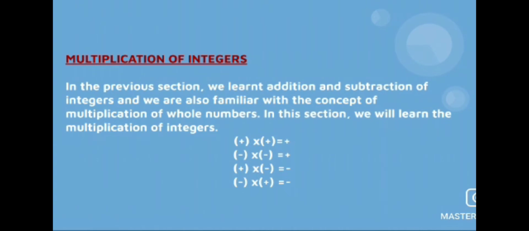So plus into plus is equal to plus, minus into minus is equal to plus, because we have the same sign. Plus into minus is equal to minus, and minus into plus is equal to minus. Same sign means you have to put a positive sign before the product. Alternative sign means we have to put a negative sign before the product. Let us see elaborately about it.